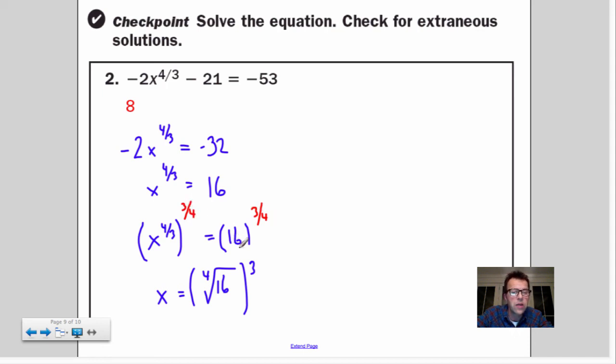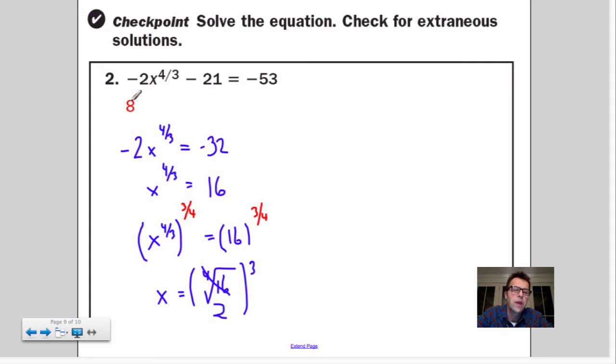Thank goodness I can do that in my head, right? The 4th root of 16 is 2. And I wrote it this way just in case you wanted to see it, that cool radical symbol. This would just be 2. And 2 to the 3rd is equal to 8. And that is the final answer.